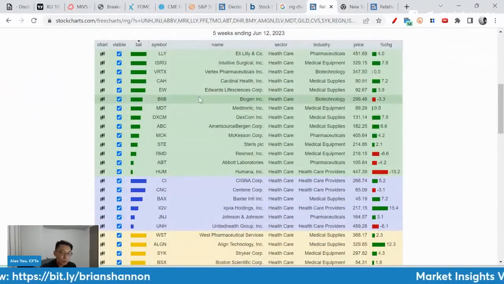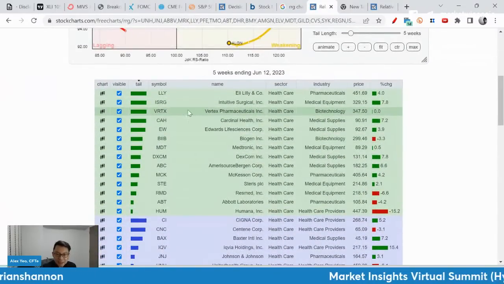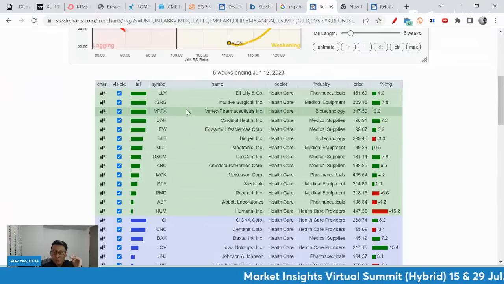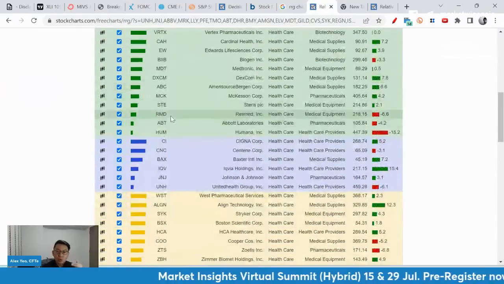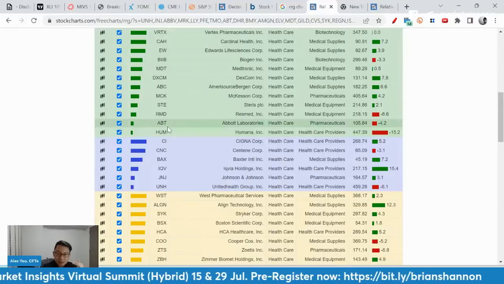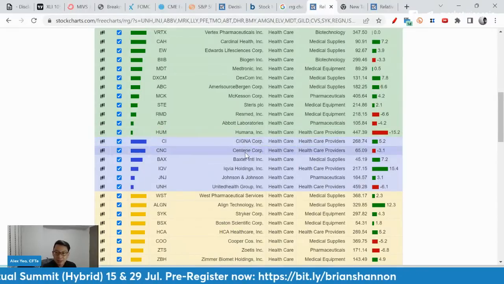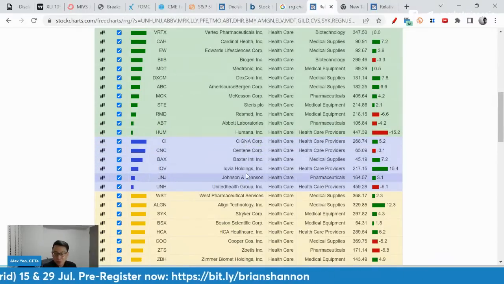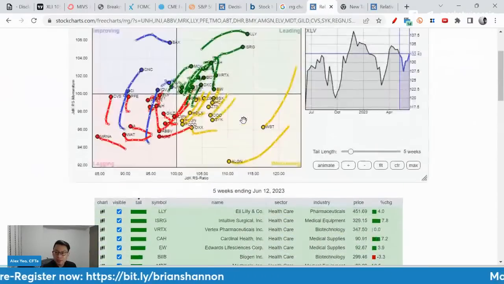For those that are really leading, they can be a bit too strong, or you might be a bit too late already. So I like to look at those improving or just heading into the leading quadrant. For example, Cigna, Centene, Baxter, Johnson & Johnson, United Health, they are still improving. So you can see that over here.